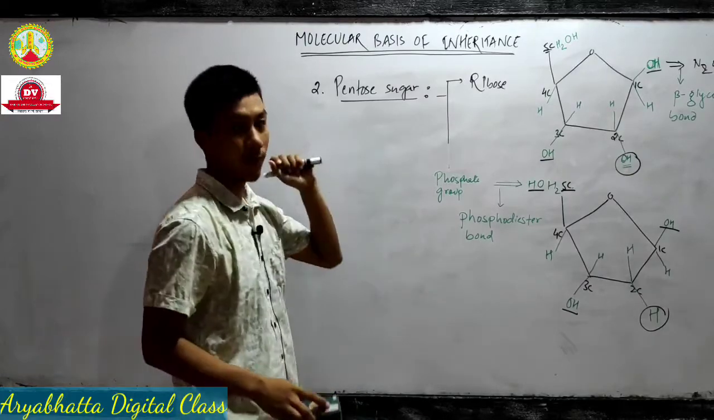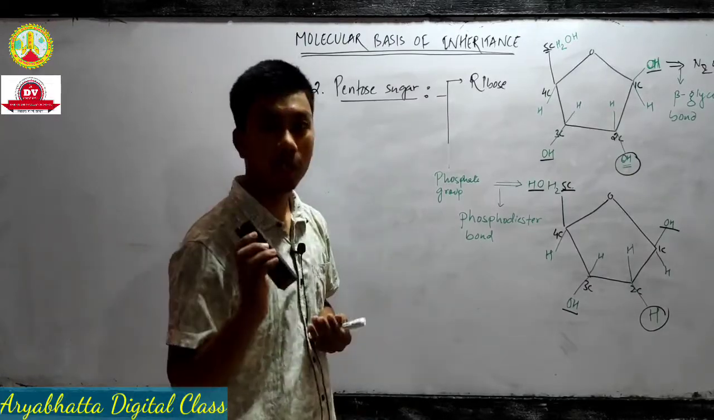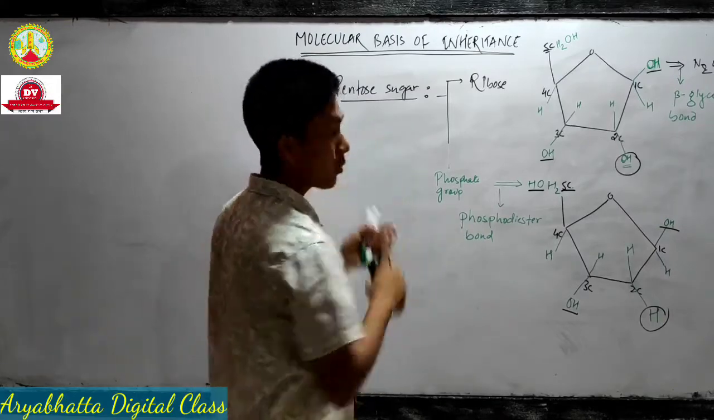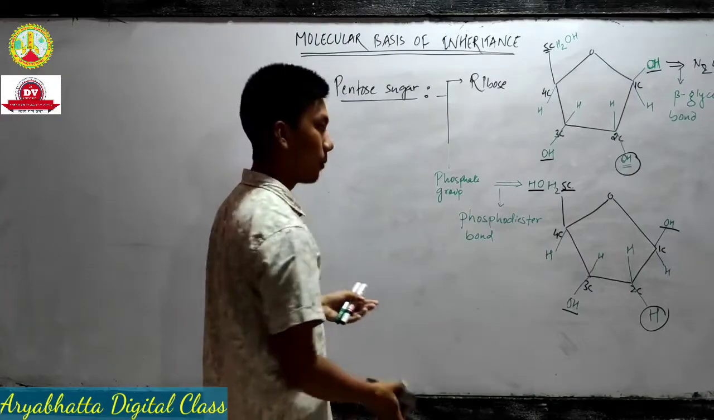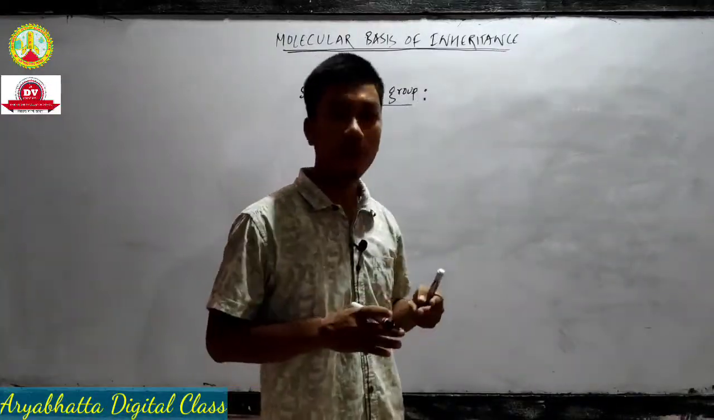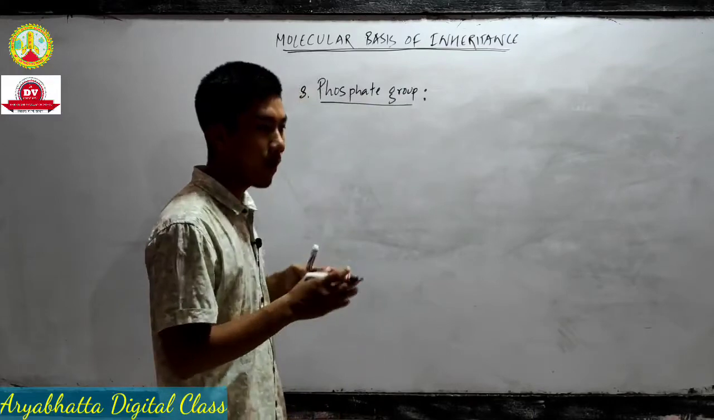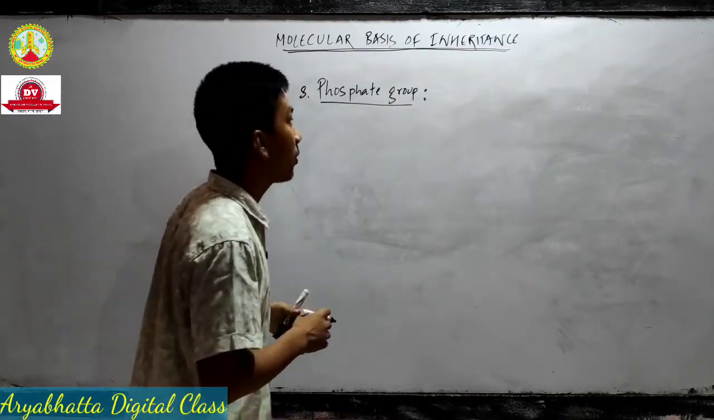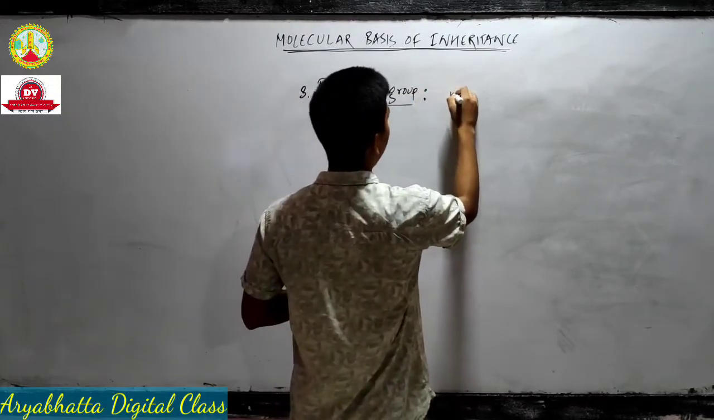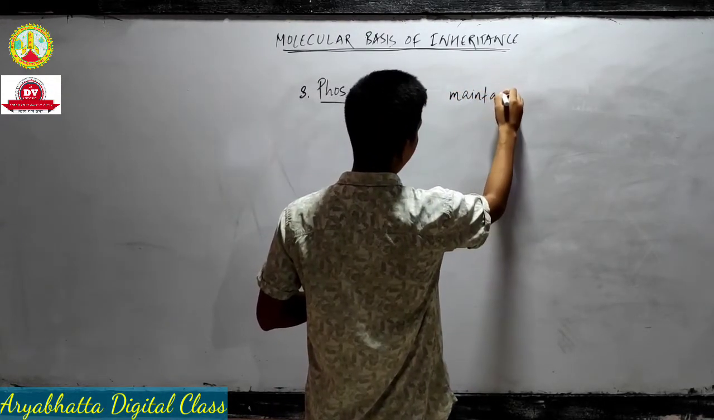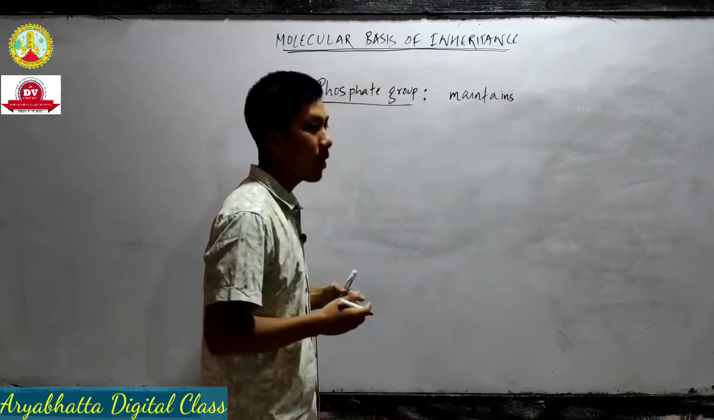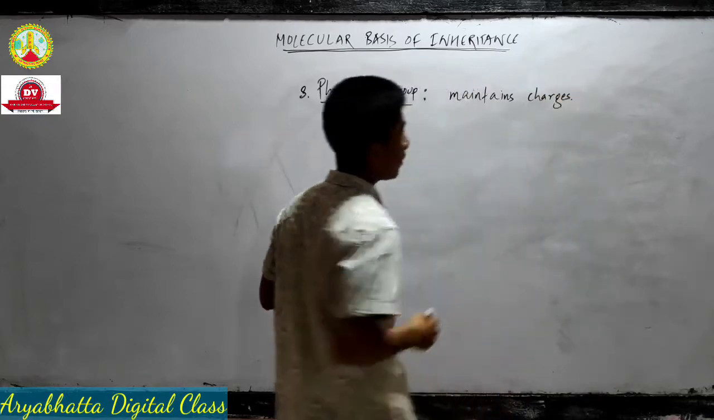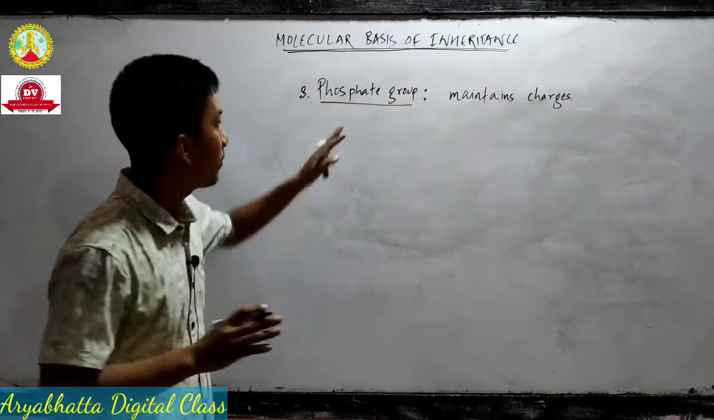So last we have phosphate group. So 3 compositions make nucleic acid, right? We have seen nitrogenous bases, we have seen pentose sugar. Now we will see phosphate group. So what does the phosphate group do, what is its function? Phosphate group helps in maintaining charge. So it maintains charged particles among the molecules, okay? It maintains charges, that's it, phosphate group.